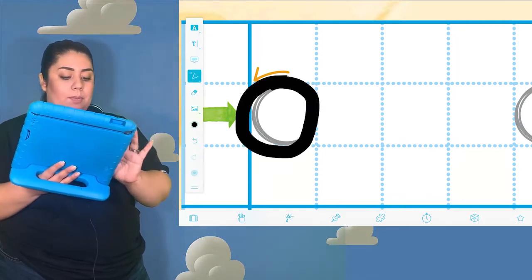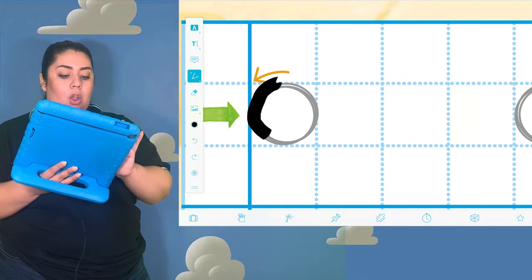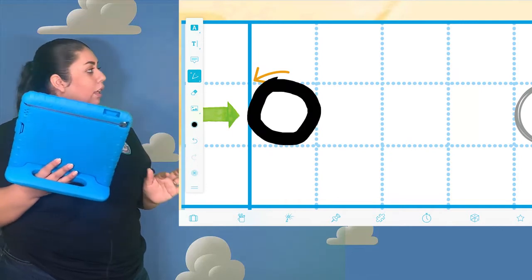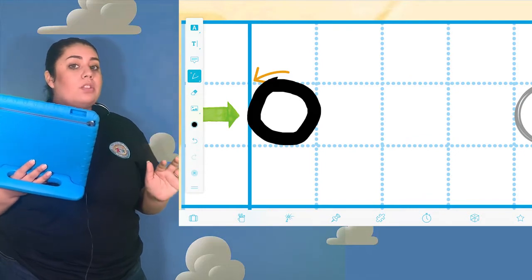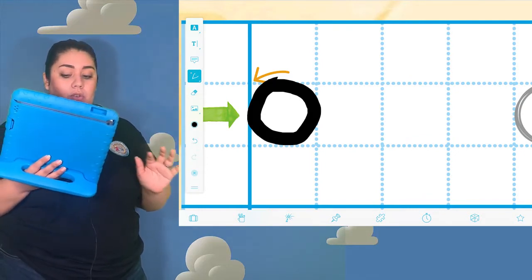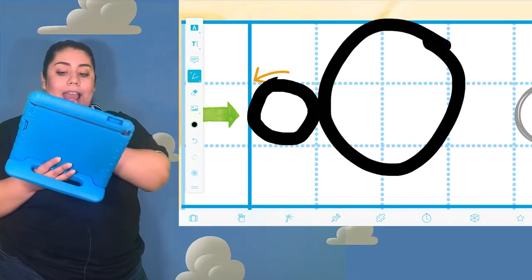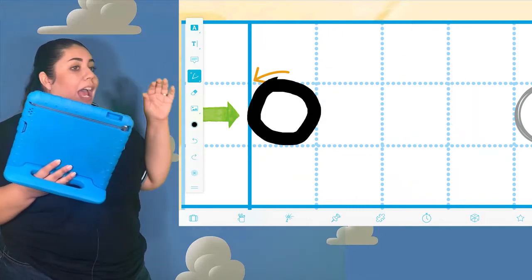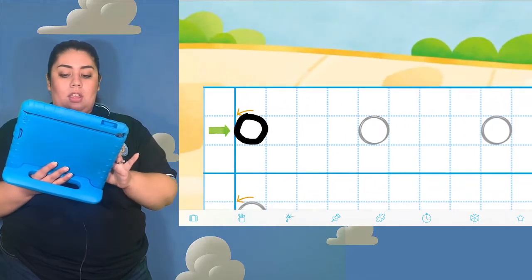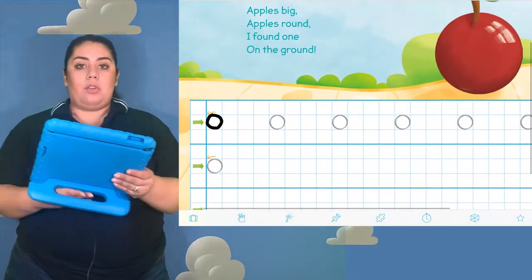Only here. I'm sorry, my mistake. Only here. Like that. We are not using more than one square to do the circle. I am not doing it like this. Okay? Only inside one square. Let's move on to the other one.